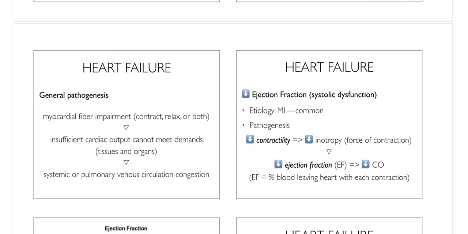Generally, the pathogenesis with heart failure involves the heart having some sort of problem with either contracting or relaxing, or for individuals who are really unlucky, having an impairment with both. This leads to the heart being unable to provide enough output to meet the demands of either tissues or organs, or the heart itself, and can lead to systemic or pulmonary venous circulation congestion, like pedal edema or pulmonary edema, backflow of some form, and inadequate cardiac output on the front end.